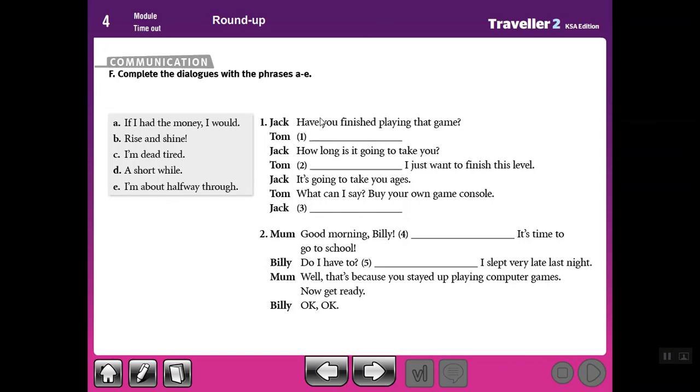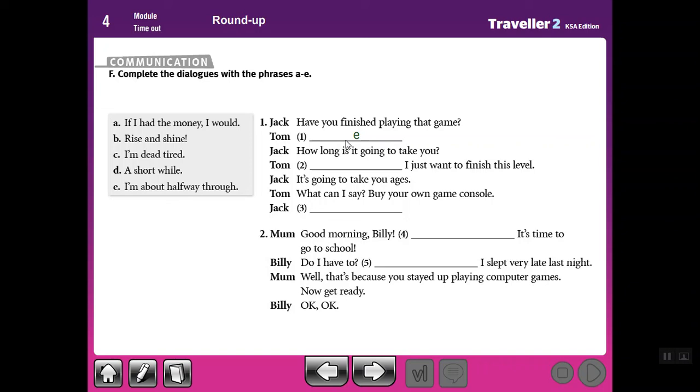Number 1, Jack and Tom. Jack, have you finished playing that game? Have you finished? Tom, we don't know. Jack, how long? How long he is asking about the time. How long is going to take you? So here he will say that he didn't finish. So the right answer here is yes, a short while.